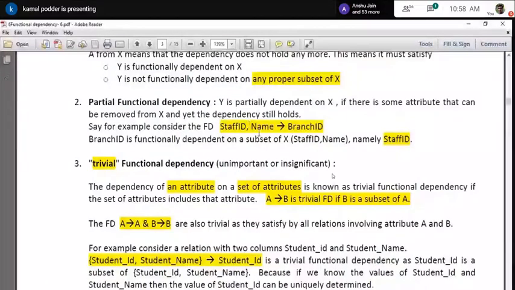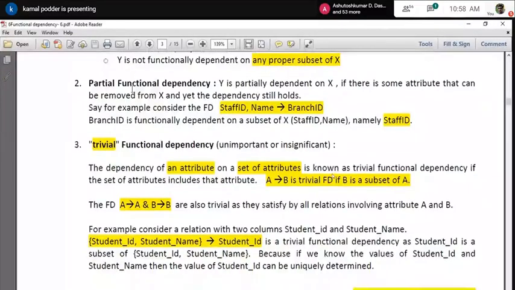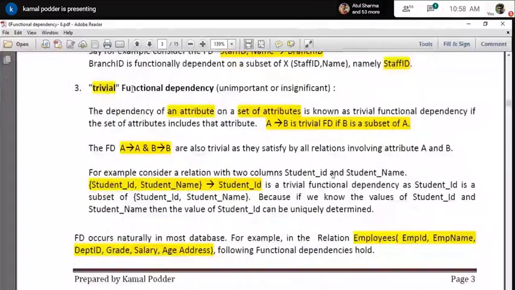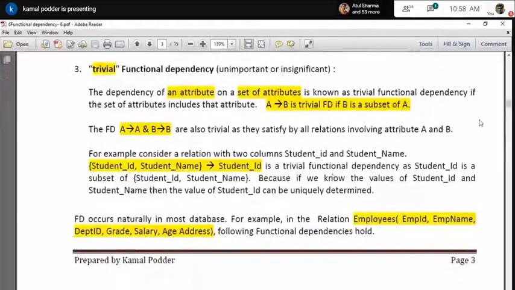Okay, I drop the name, then I find that the branch ID depends upon the staff ID. Then we call it a partial functional dependency. Okay, and there is another type of FD that is called trivial. Trivial in the sense that the dependency of an attribute on a set of attributes is known as a trivial dependency if this set of attributes includes that attribute. That means A, B depends on A is trivial.